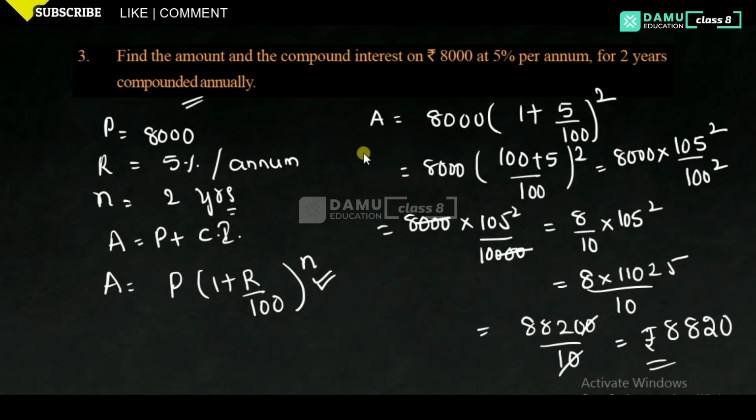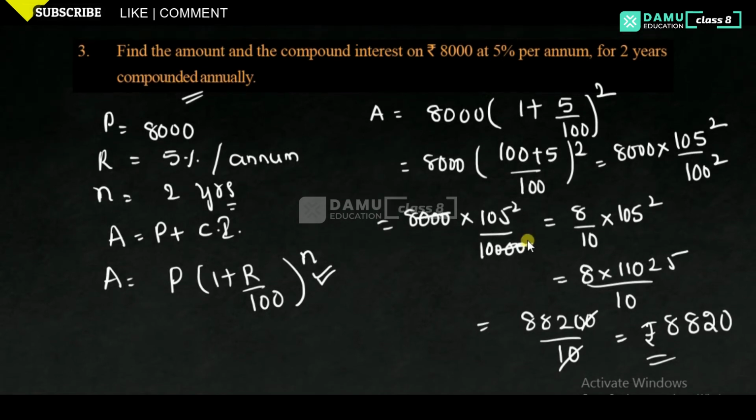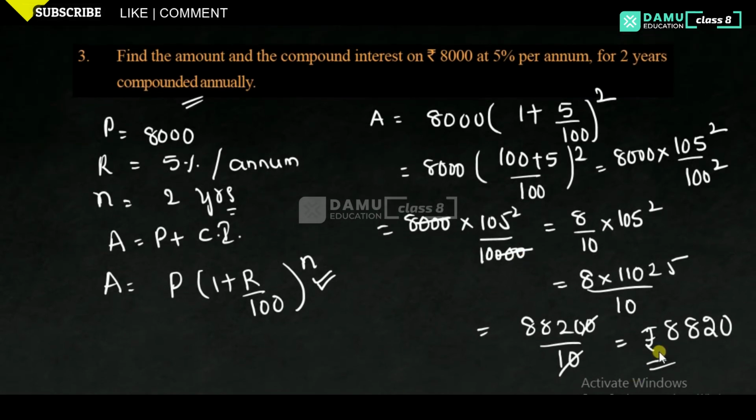We calculated the amount, that is 8,820 rupees. So the amount we calculated for 2 years is 8,820 rupees. Then we have to calculate the compound interest. That amount will be equal to principal plus compound interest. We calculated the amount, that is 8,820 rupees. Then the principal we know, that is 8,000.